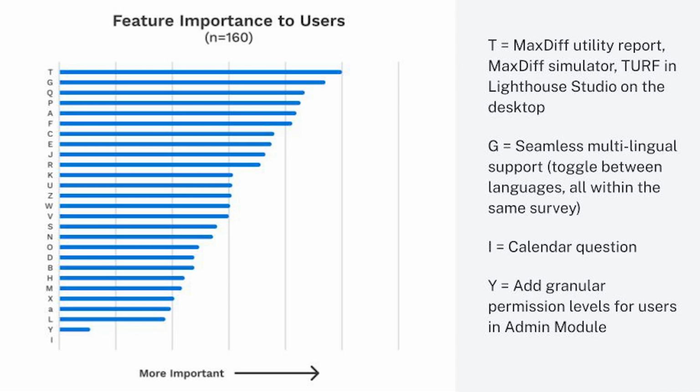And we ordered them from most important, which was T, a MaxDiff utility report that doesn't exist yet in our older platform, all the way through Y and I, these least important to people things that we could do in our software, create a new calendar question or add granular permission levels for users in the admin module. So that was going to be one dimension, is what our customers want.